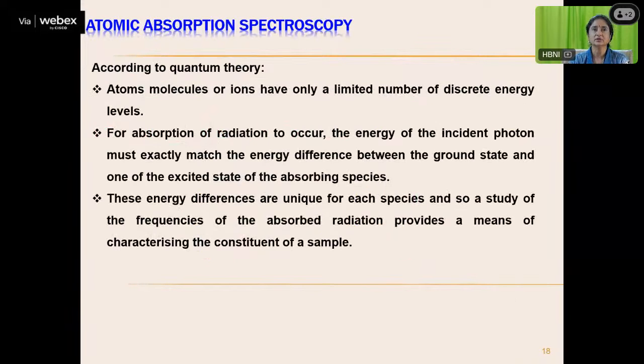According to quantum theory, atoms, molecules or ions have only a limited number of discrete energy levels. For absorption of radiation to occur, the energy of the incident photon must exactly match the energy difference between the ground state and one of the excited states of the absorbing species. These energy differences are unique for each species, so a study of the frequencies of the absorbed radiation provides a means of characterizing the constituent sample.